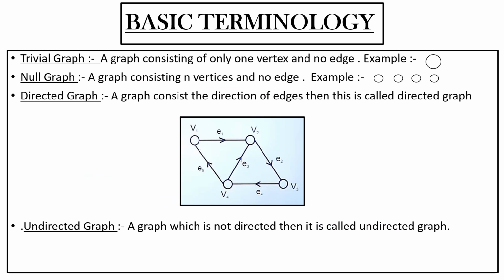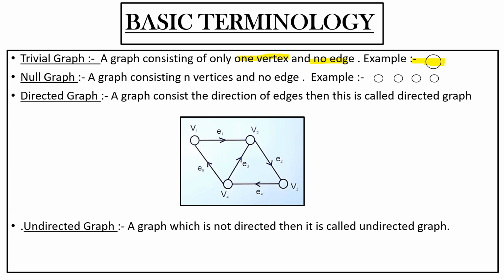Now coming to basic terminology of graph theory. Trivial graph. A graph consisting of only one vertex and no edge is known as a trivial graph. If we consider this example, we can clearly see that only one vertex is present and there are no edges present in it. So such examples come under trivial graph.